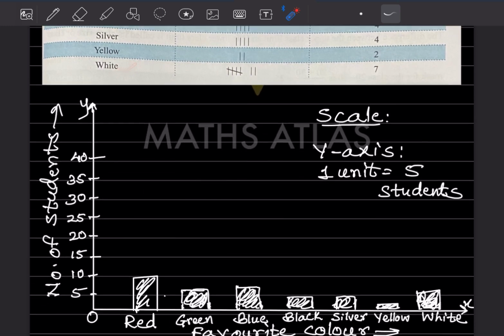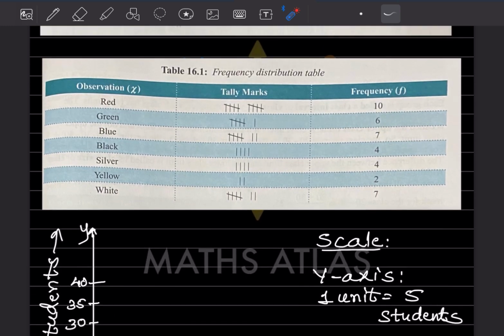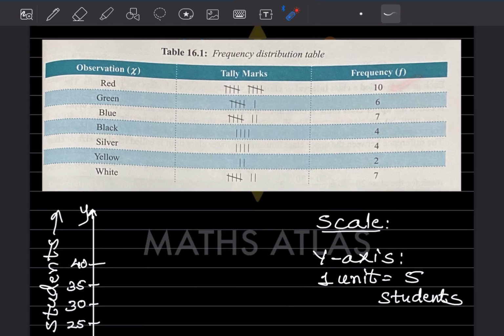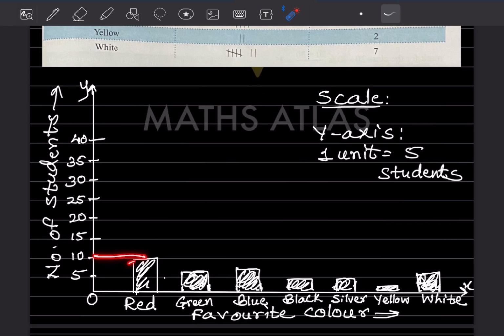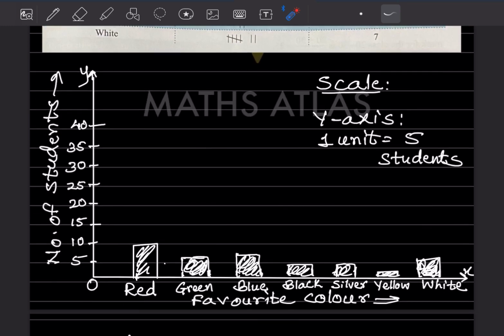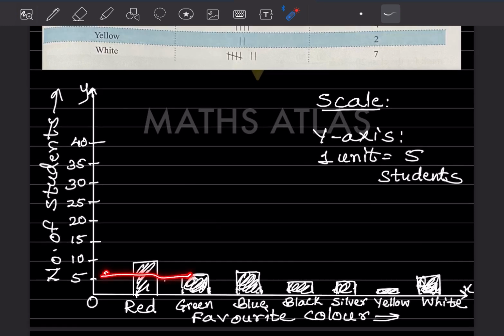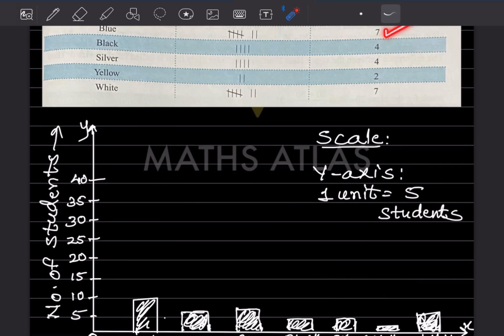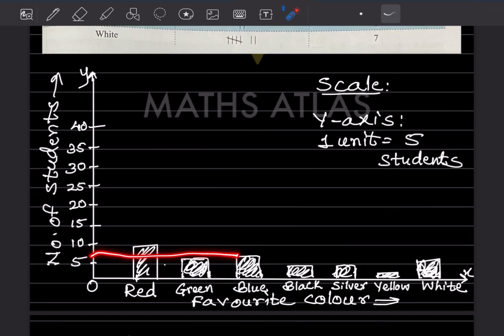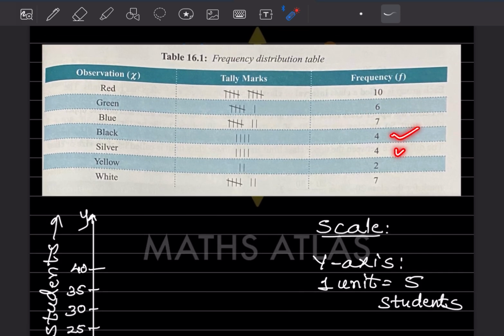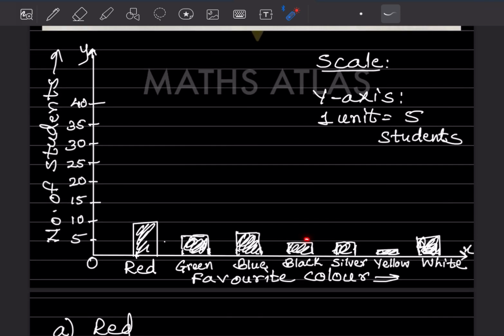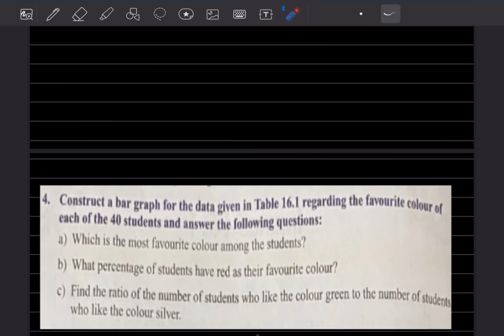So that is written here. And now you will go with the frequency, that for red is 10. So this is 10. This is 6, here is 6, slightly above this one. Here blue, 7. So here 7, and so on. You can just look at it, 4, 4, 2, and this is 7. So this is a bar graph.